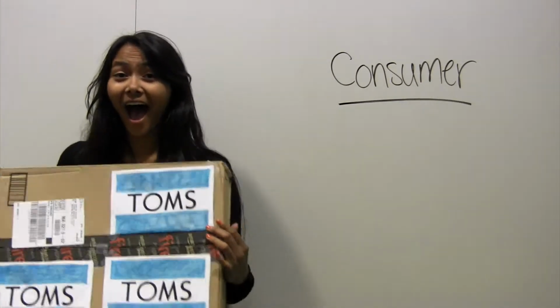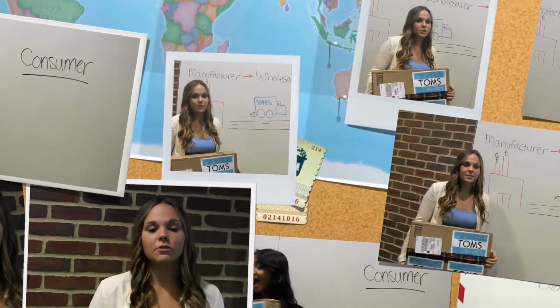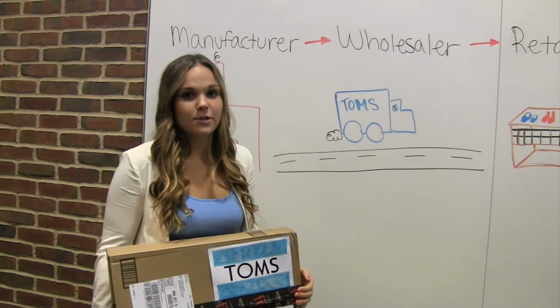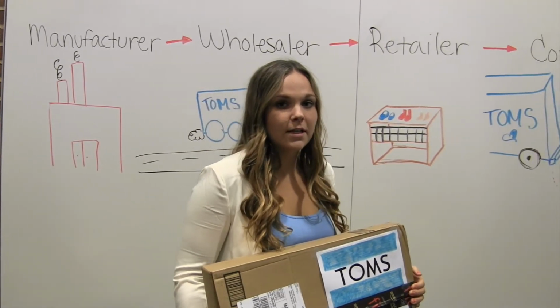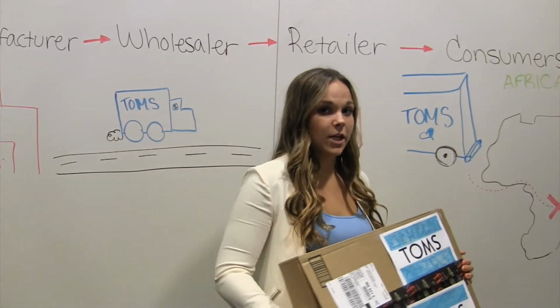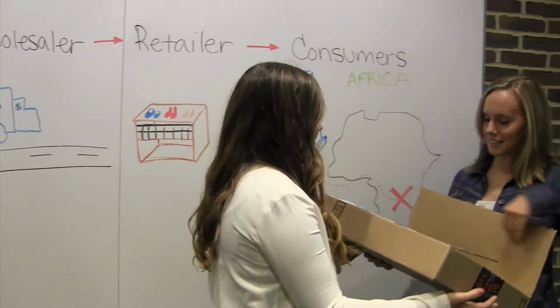A few of Tom's retailers are Nordstrom and Urban Outfitters. They use selective distribution by choosing the retail groups in different areas. The last stop in the channel of distribution is you, the consumers. Tom's distributes all over the world, and for every consumer that purchases a pair, another is donated to a child in need.